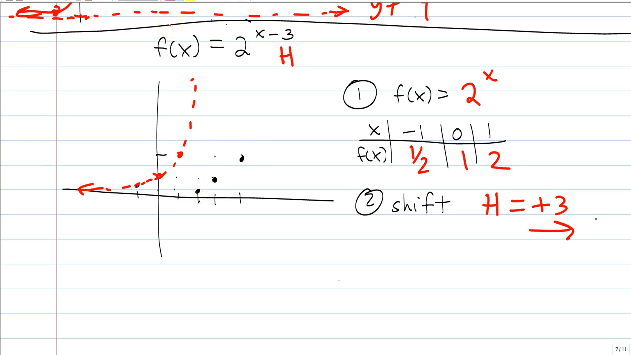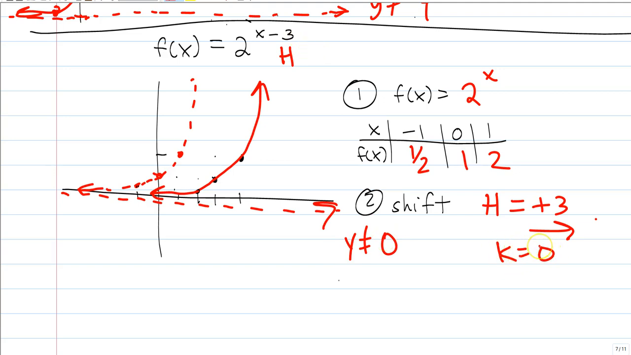Where's our asymptote? Well, the asymptote was here. If it gets shifted to the right, it doesn't actually change. So there is no K, there is no vertical shift. So the asymptote stays at y does not equal 0. Keep that in mind, there is no K, so we would say K equals 0. Okay?